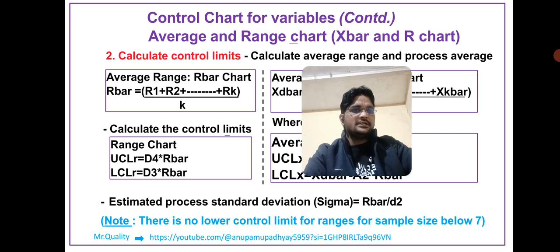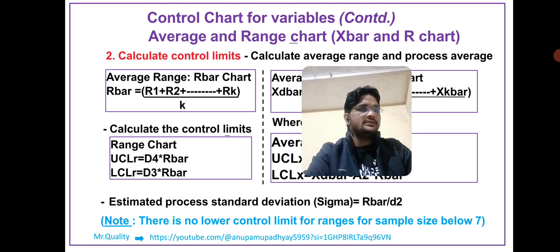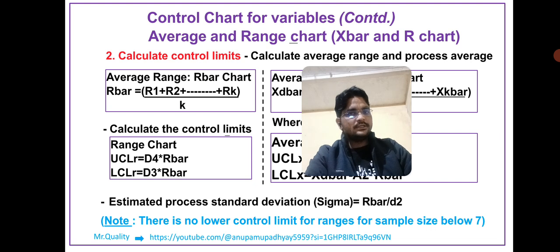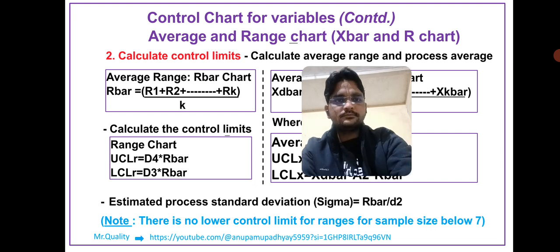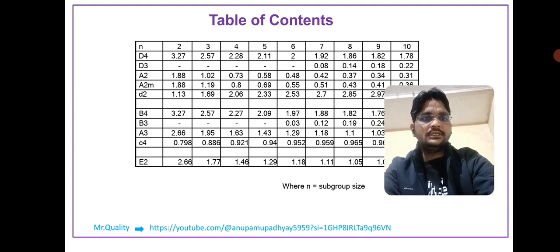The estimated process standard deviation sigma is R bar by D2. In this formula, for the R bar and X bar charts, we are using the within-subgroup standard deviation sigma. Note, there is no lower limit for ranges for sample size below 7, as already explained; the lower control limit for the R chart is 0. This is the table of the constants.